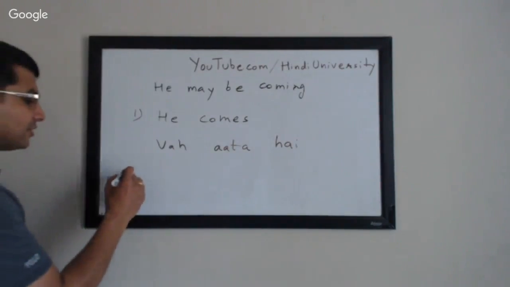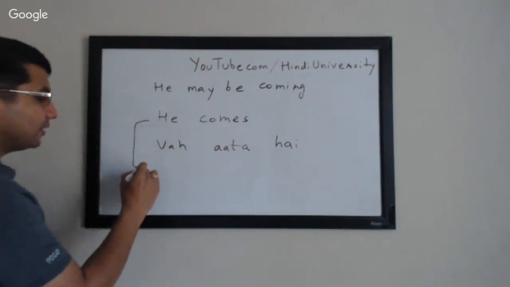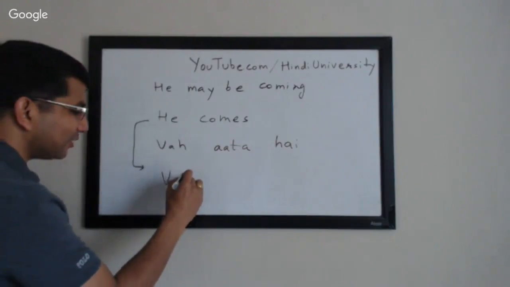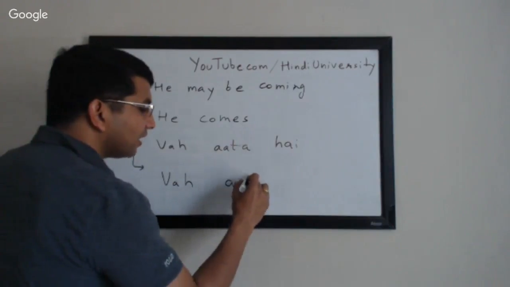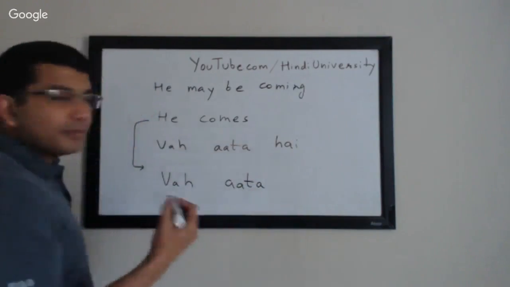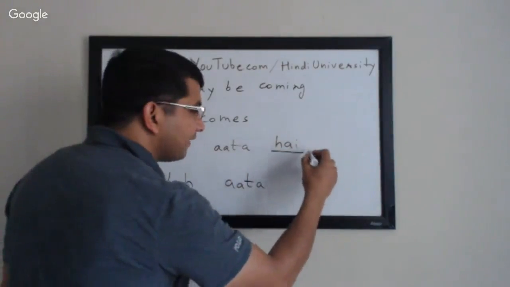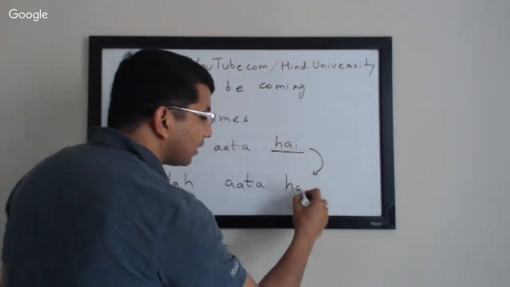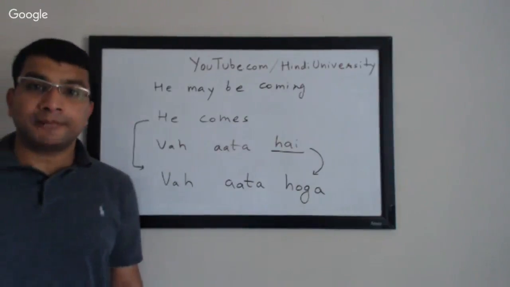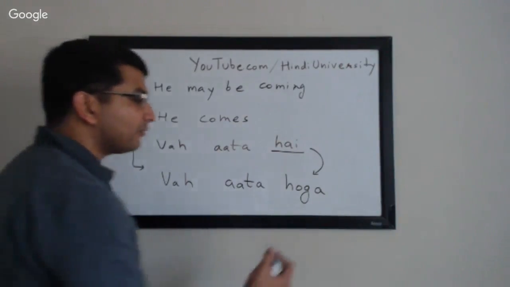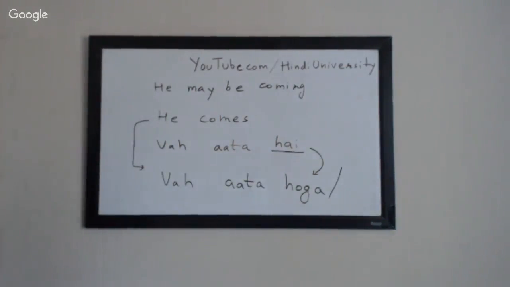Same as Anish ji mentioned, in Hindi also the case doesn't really change. Vah remains vah. There's no change in the pronoun. Even the verb part, you still use the same conjugation. Aana becomes aata. It's the same thing for he. Now, what you've done is you replaced hai with hoga. Okay, vah aata hoga. He may be coming. Okay, and similarly for a female, you want to guess, Anish ji, what it will be for the girl?